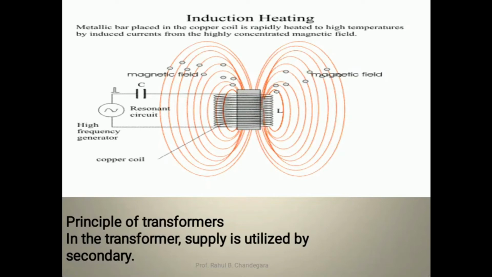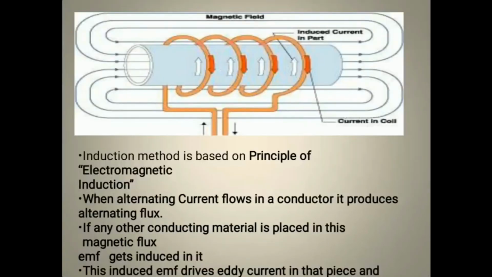This works on the principle of a transformer. In the transformer, the supply is utilized by the secondary. When alternating current passes through a conductor, an alternating magnetic field will be produced. So in that, the supply is a high frequency generator and it is given to a resonant circuit, then given to the copper coil, so the magnetic field will be produced. Now the operation of this induction heating will be discussed in the next slide.